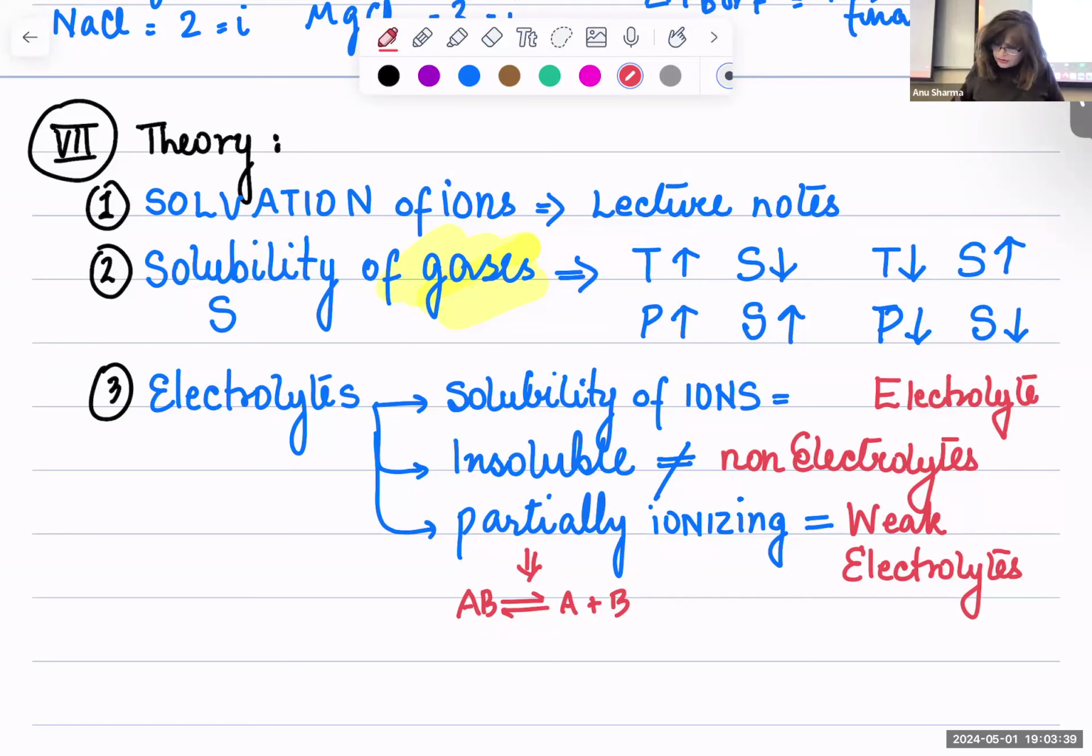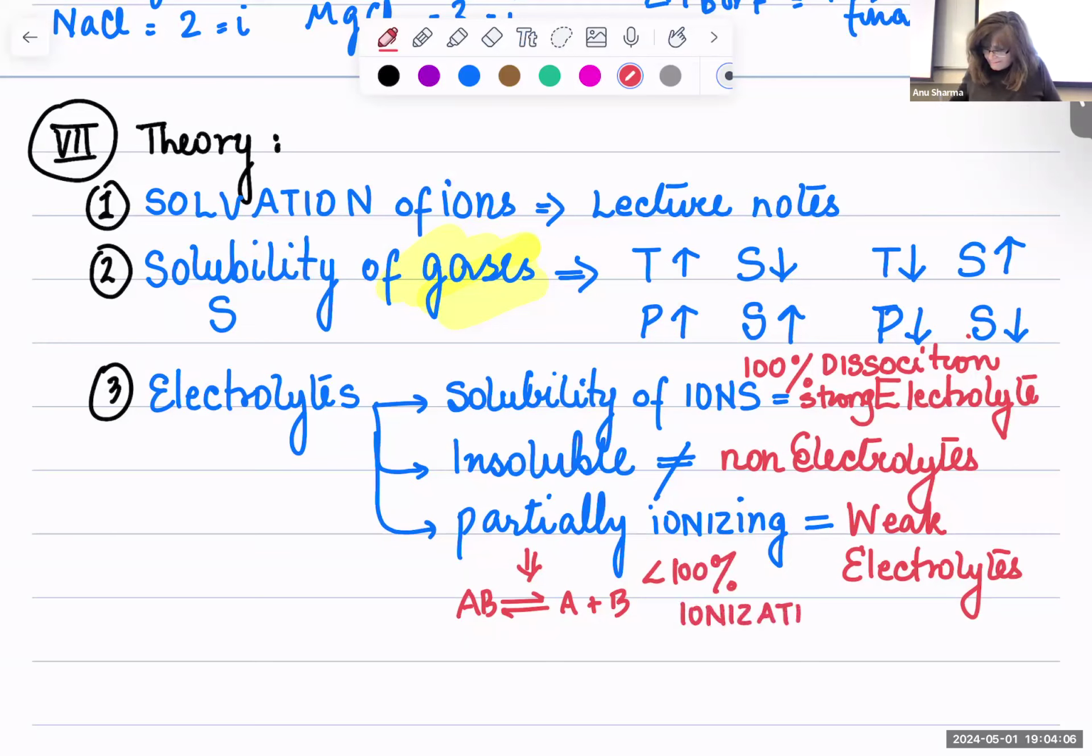Strong electrolytes are 100% dissociation, 100% ionization, and will create strong electrolytes. Partially ionizing is less than 100% ionization. Non-electrolytes have no ionization, they do not ionize, and they are insoluble in water.